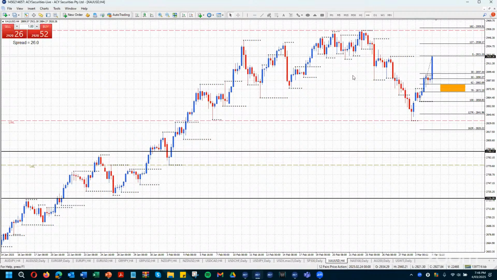All right. We're probably going to come up to test last week's high, but I don't want to trade at the top of a move, top of a candle. I want to buy some form of dip. Okay, so still a very strong trend.